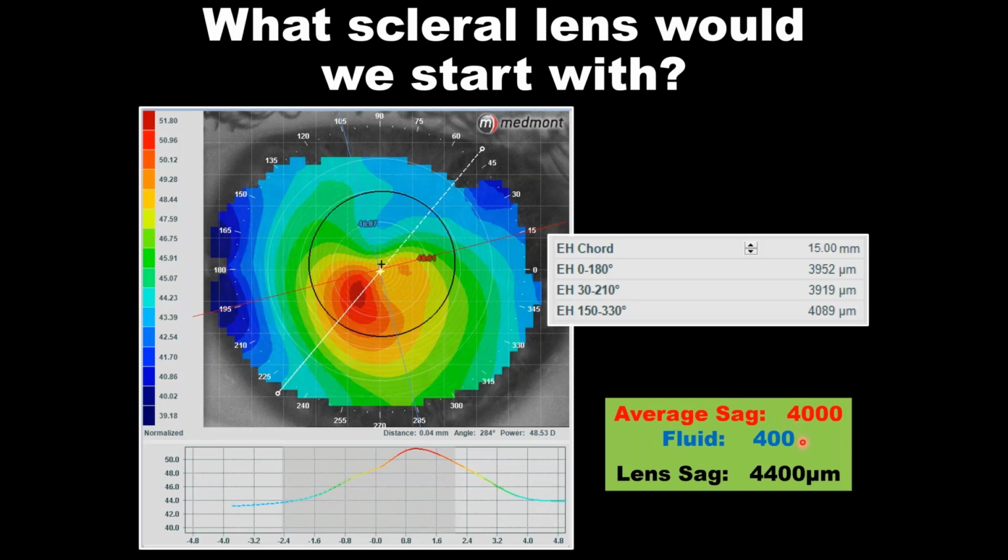Add in the fluid that you desire between lens and cornea, and that gives you the total sagittal depth that you need for your lens. Now, we use a lot of fluid on application. We target 300 to 400 microns on application of the lens, knowing that the lens is going to sink in about 125, maybe 150 microns, and that should leave us with possibly 200 to 300 microns of fluid. If you prefer less fluid layer, then just make your adjustment, your fluid thickness factor a little bit lower.